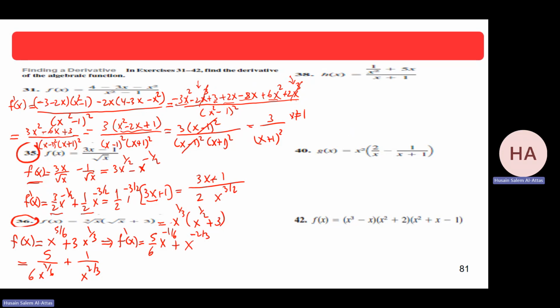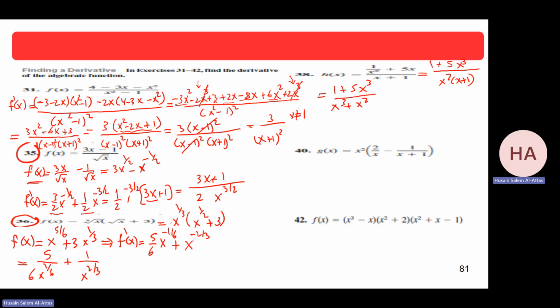38, what is it? It's this one. So I need to simplify this. To simplify this, I have 1 plus 5x cubed over x squared times x plus 1, or in other words, 1 plus 5x cubed over x cubed plus x squared. Now this is f of x. I just simplified f of x.